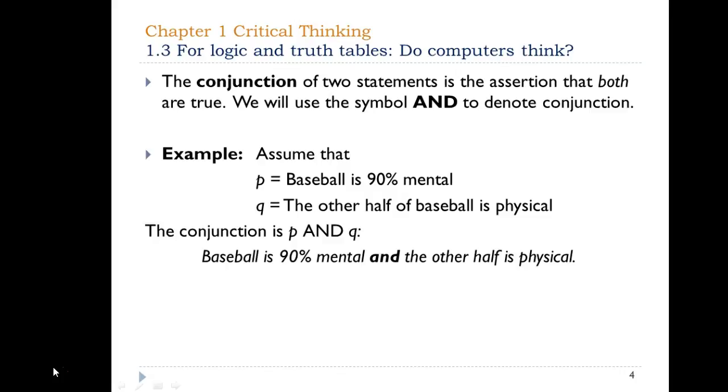The conjunction of two statements is the assertion that both are true. We'll use the symbol AND to denote conjunction. Assume that P is "baseball is 90% mental," and Q is "the other half of baseball is physical." The conjunction is P and Q: baseball is 90% mental, and the other half is physical.